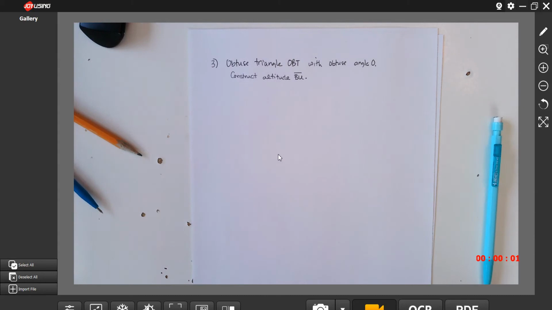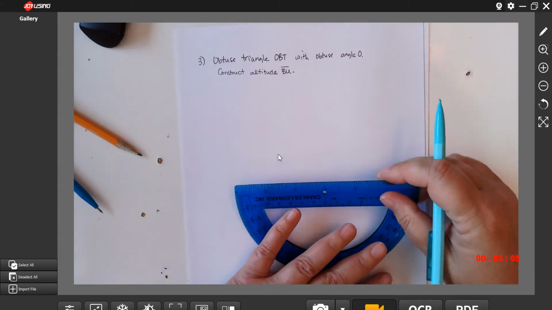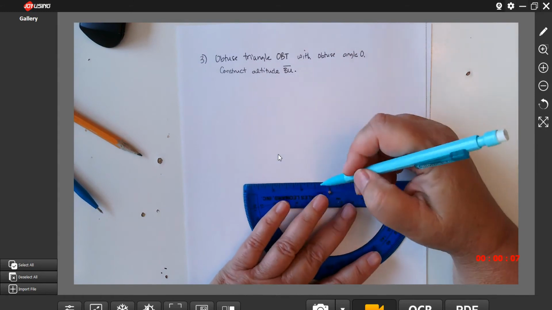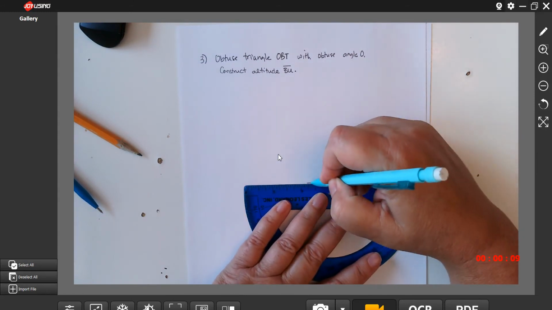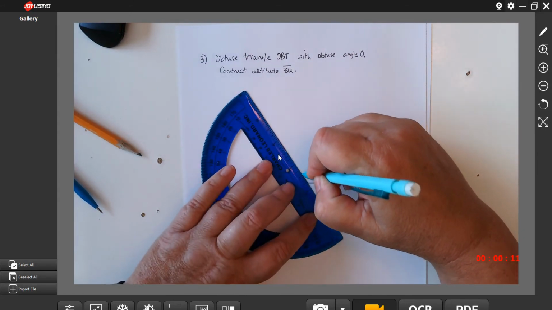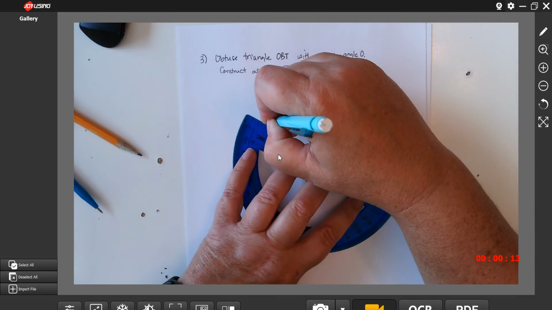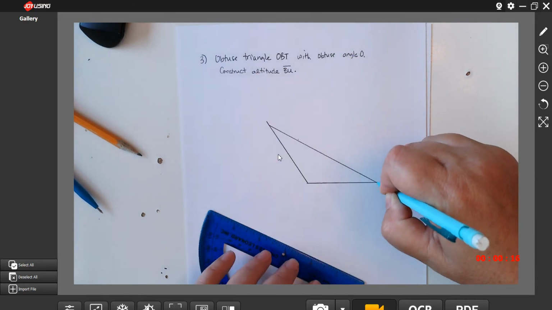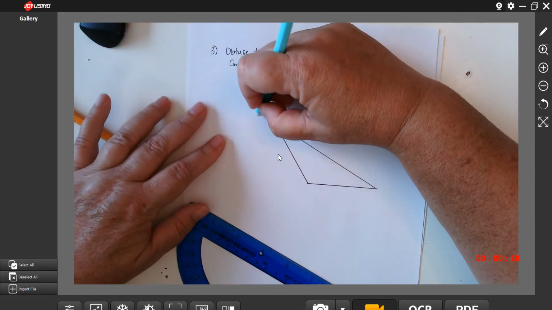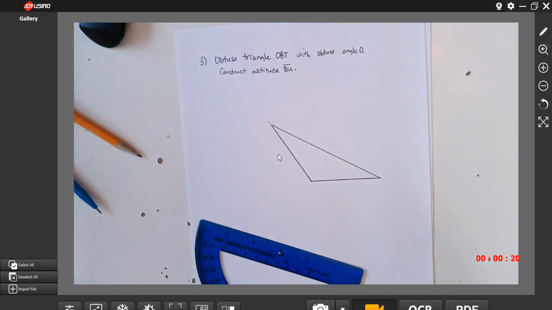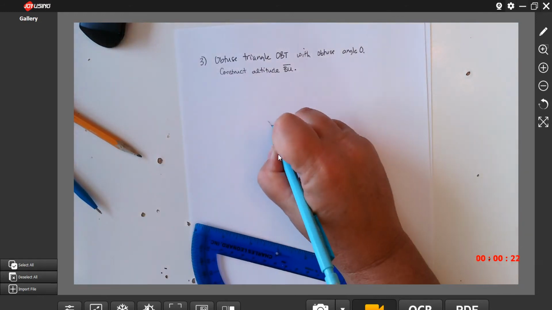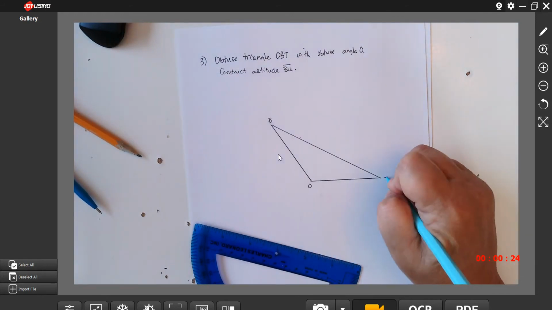Asks us to draw an obtuse triangle OBT with obtuse angle O. We're going to construct this altitude BU. Alright, so I'm going to start with my obtuse triangle, and I know what I want my obtuse angle. That was pretty nasty there, but that's okay. We'll work with that. Okay, I want my obtuse angle to be O, so this can be B and T.